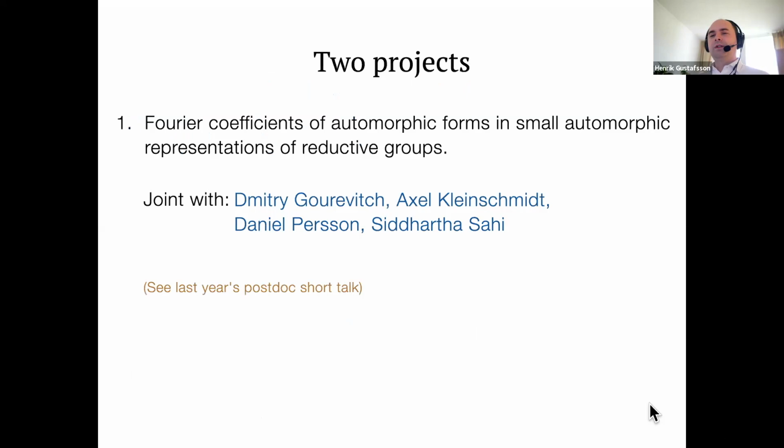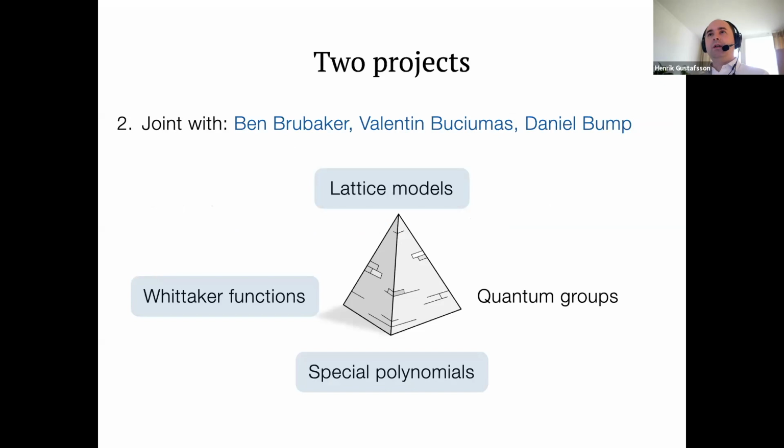So my research can mainly be classified into two long-term collaborations. The first one is regarding Fourier coefficients of automorphic forms in small automorphic representations. And today I'd like to talk about the second project, which is joint with Ben Brubaker, Valentin Buciumas, and Daniel Bump. And it relates non-Archimedean Whittaker functions, solvable lattice models, special polynomials, and quantum groups. And today we'll mainly focus on the first three.